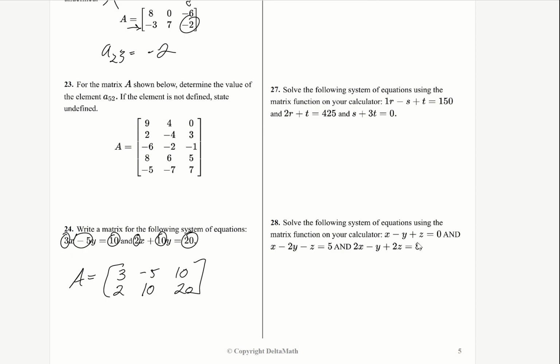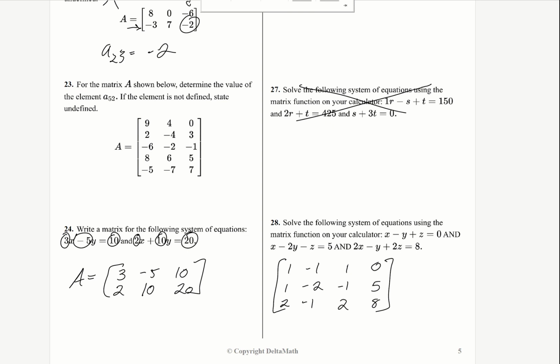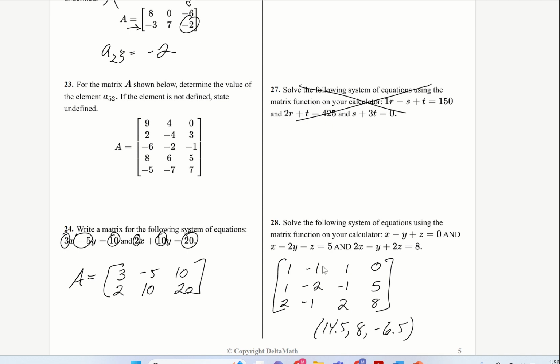Solving on your calculator, I made a video on this already. This one doesn't work out nicely, so if you want to skip that one. For number 28, if we're making a matrix here that you're going to put in your calculator, it would look like 1, -1, 1, 0, 1, -2, -1 and 5, and then 2, -1, 2, and 8. If you're solving this one, you end up getting 14.5, 8, and -6.5. I made a separate YouTube video again on how to do this on your calculator, so I'll direct you to that if you're having trouble putting this into your calculator.